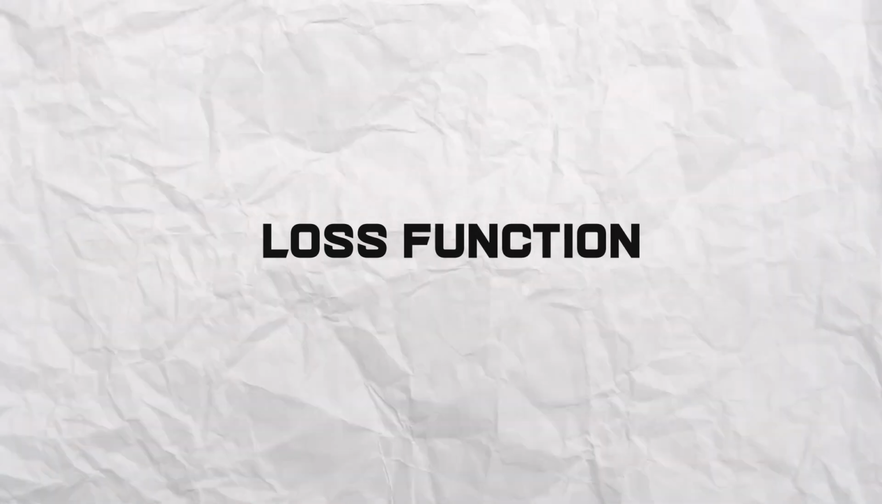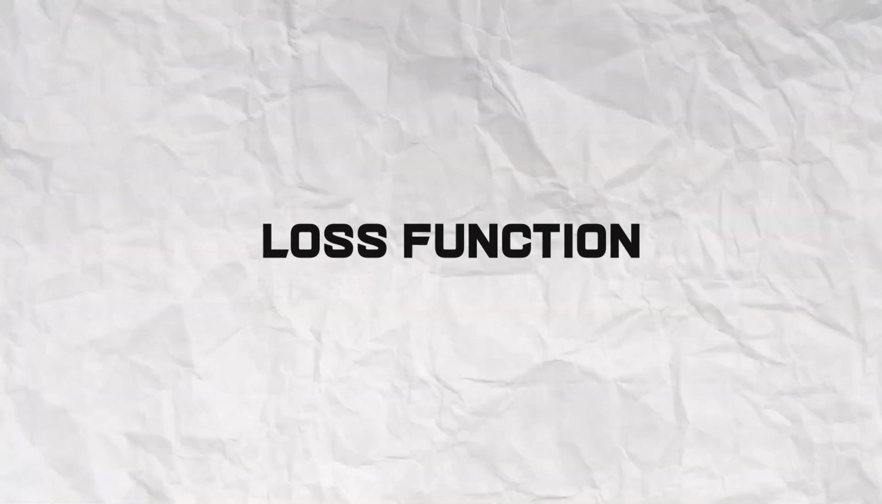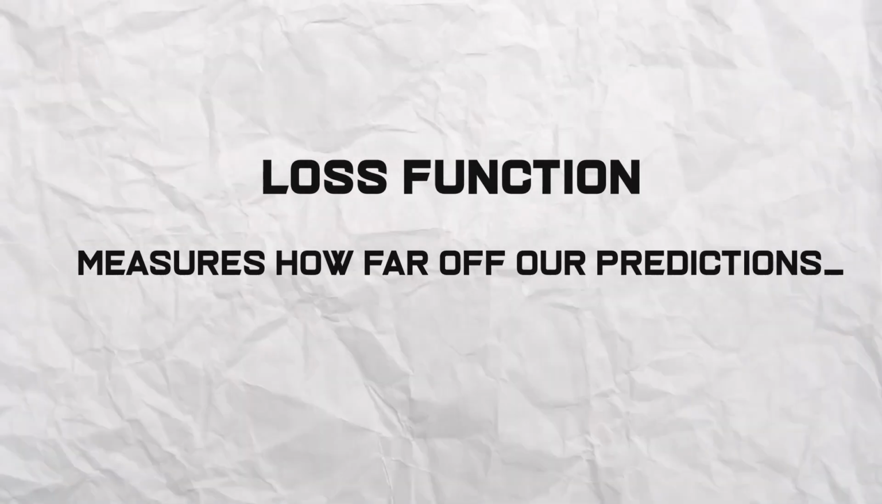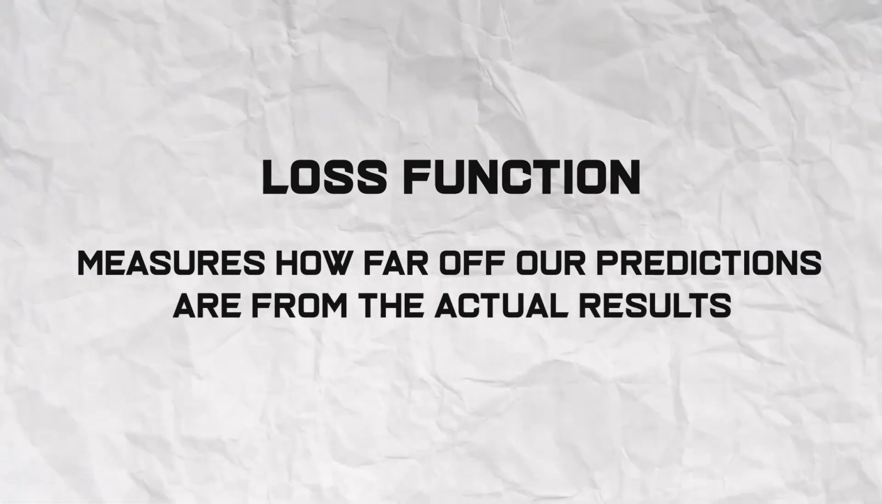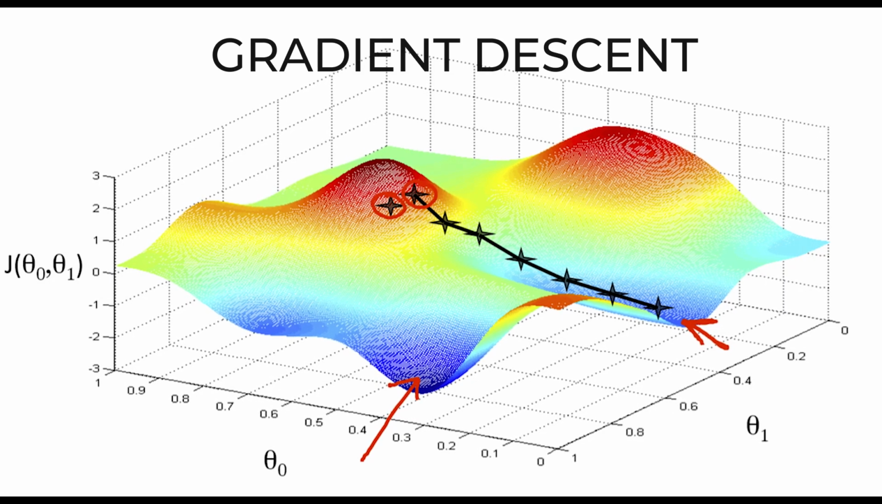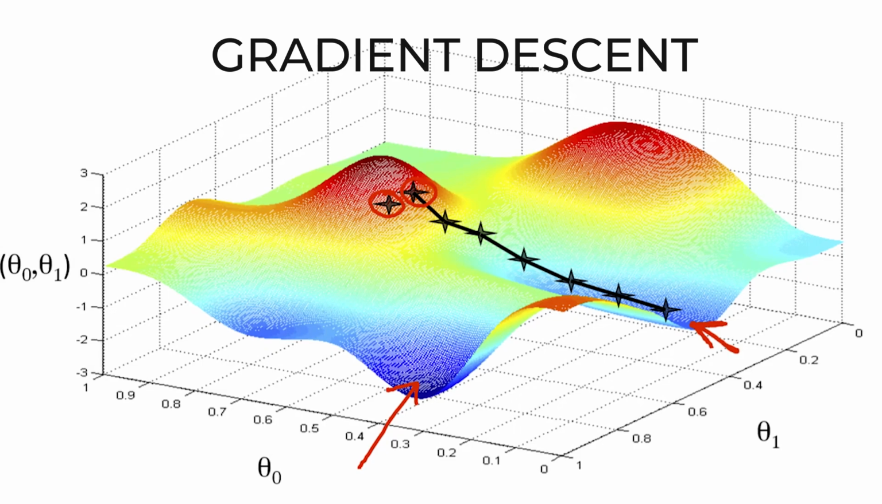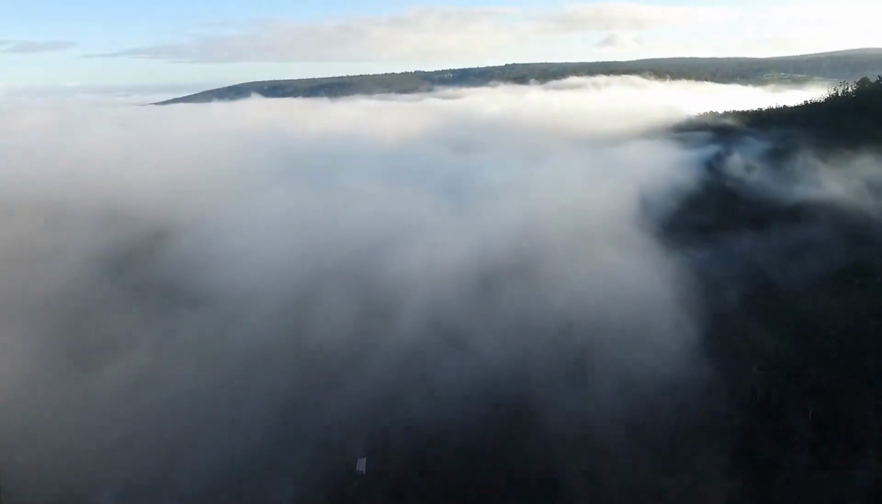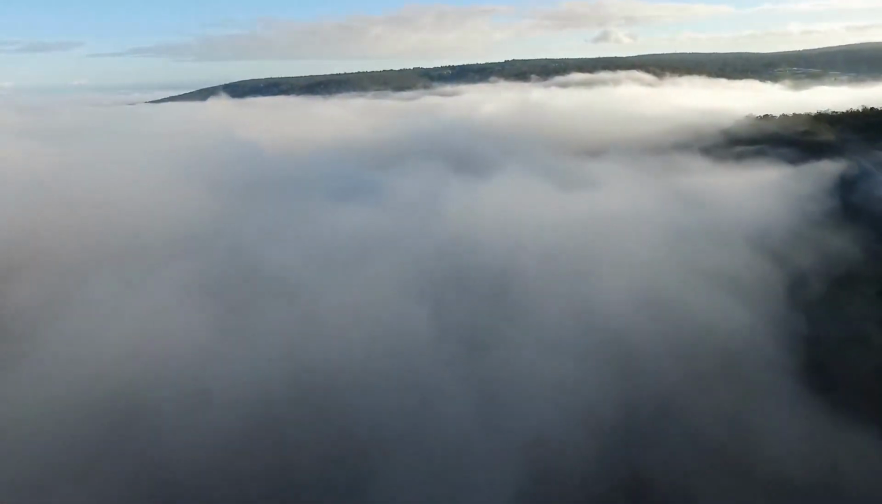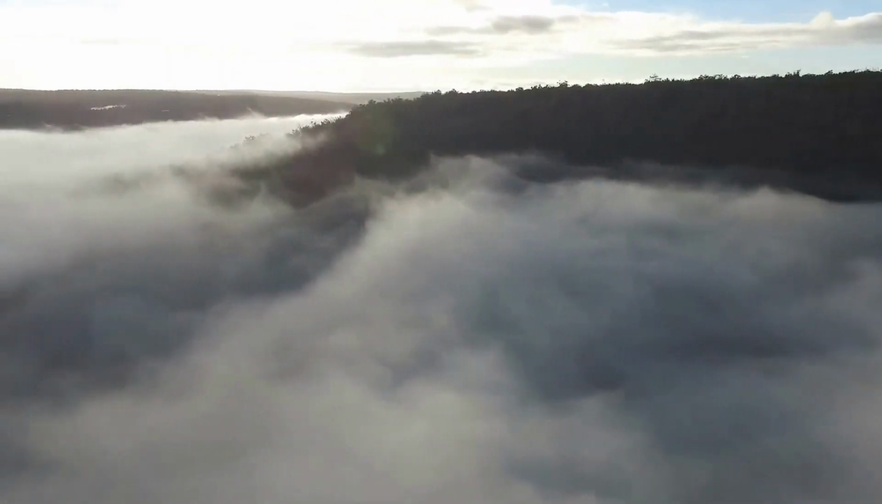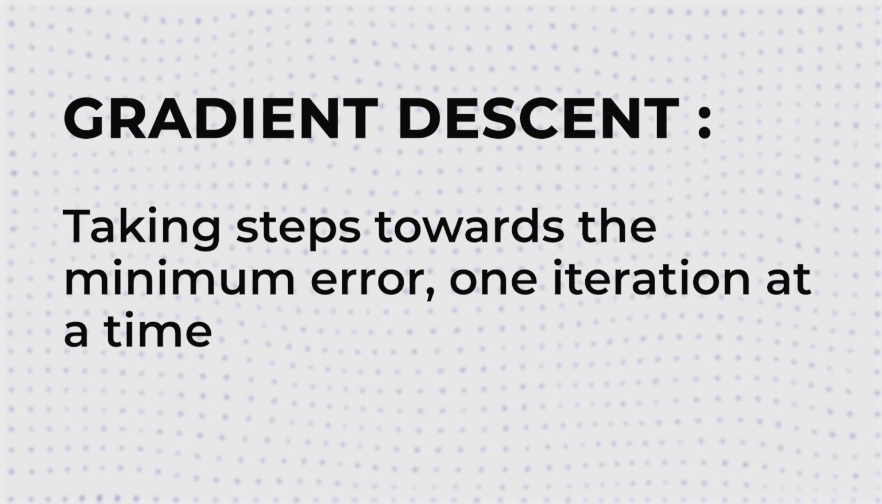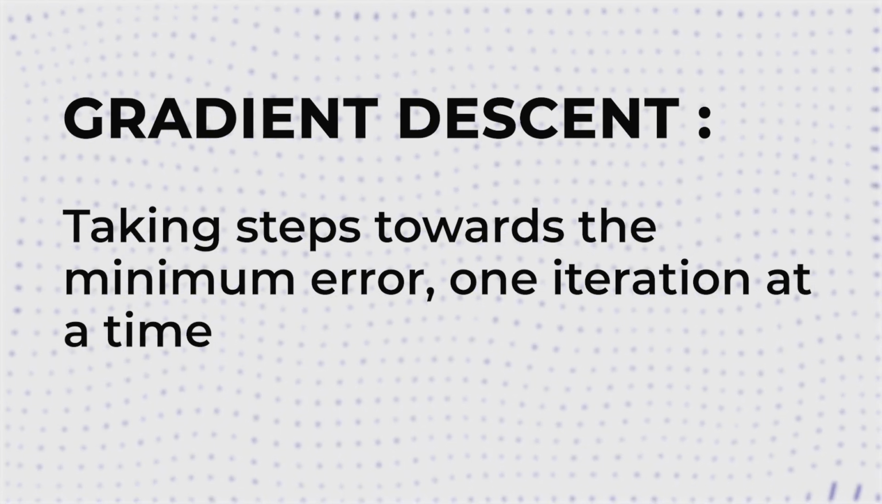At the heart of GBM is the loss function. This measures how far our predictions are from the actual results. GBM uses a technique called gradient descent to minimize this loss function. Imagine you're in a foggy valley and need to find the lowest point. You can't see far ahead, so you take steps downwards based on the steepest slope that you're standing on. That's gradient descent, taking steps towards a minimum error, one iteration at a time.